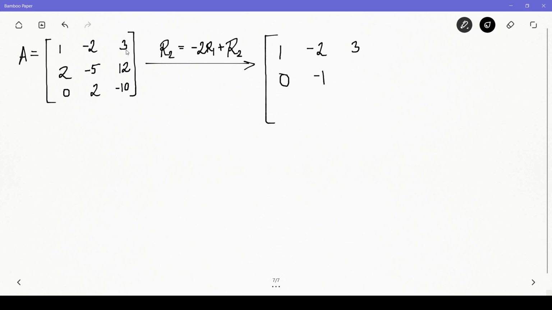Then minus 2 times 3 is minus 6, not minus 5, my bad. Minus 6 plus 12 is 6, right? 12 minus 6 is 6. We are not making any changes to our last row, so we'll keep it as it is: 0, 2, minus 10. This is the matrix that we get after eliminating our entry at the 2,1 index of the matrix.